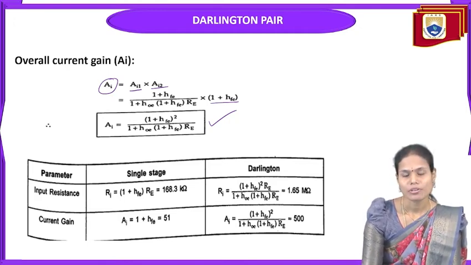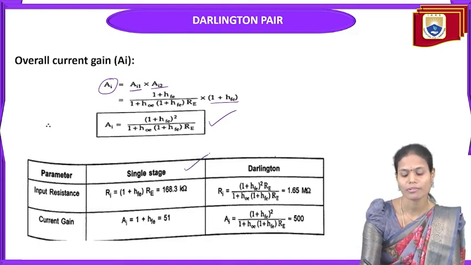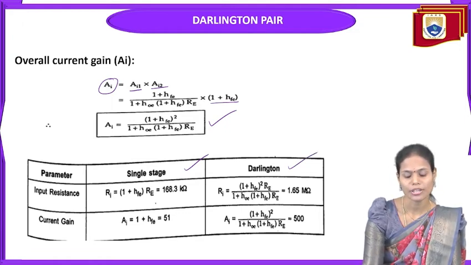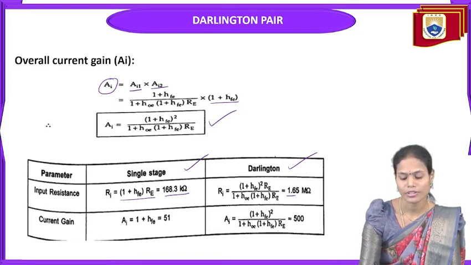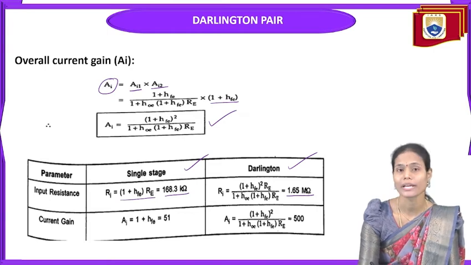So the purpose of the Darlington pair here is to improve the overall current gain as well as input impedance of the system. So now we will compare whether those particular parameters are improved or not. For that purpose, input impedance as well as current gain we are taking for the single stage amplifier as well as for the Darlington amplifier. In the case of single stage common emitter amplifier, the input impedance is 1 plus HFE into RE. We will get it as almost 168.3 kilo ohms. But in the case of Darlington amplifier, it is improved from kilo ohms to mega ohms. That is 1.65 mega ohms.